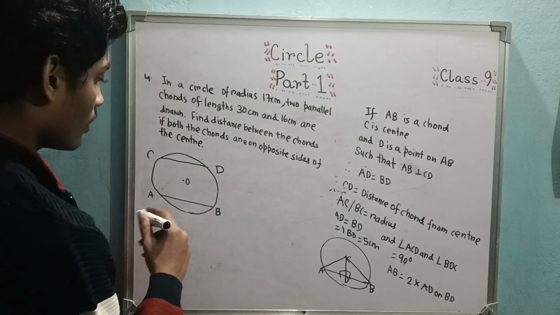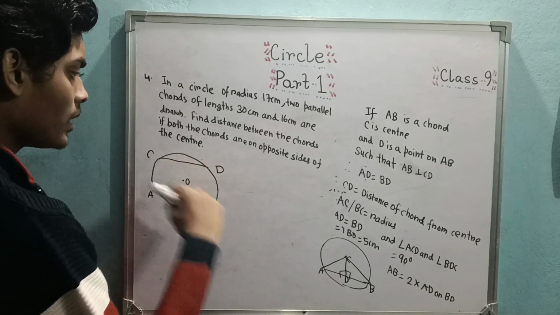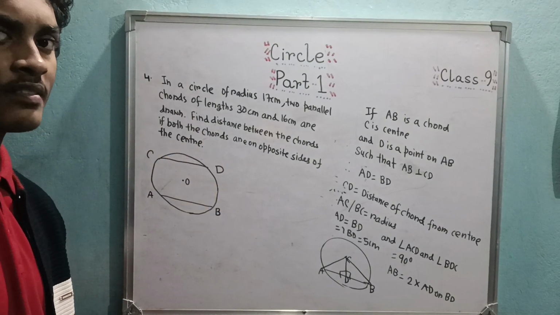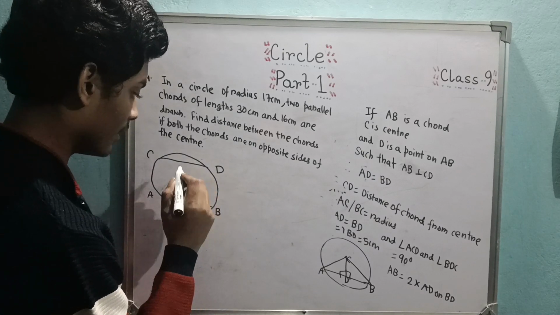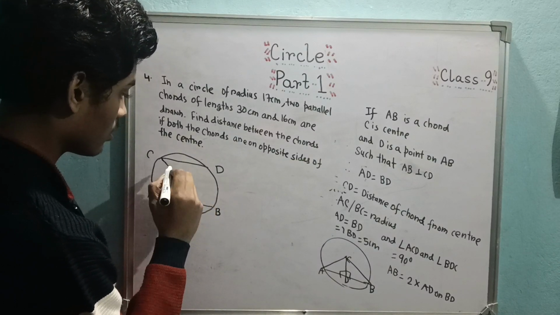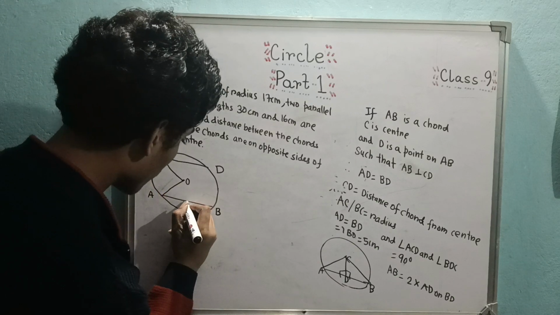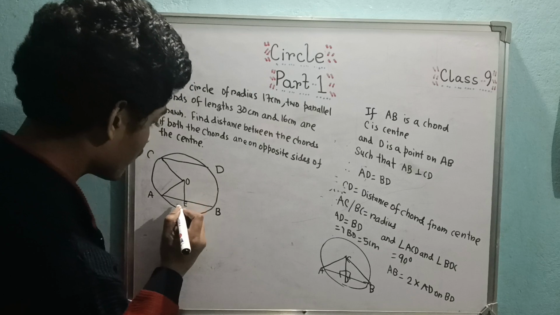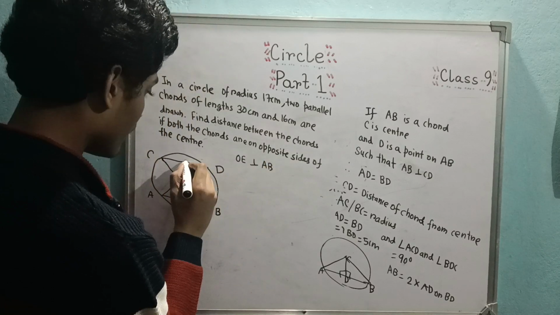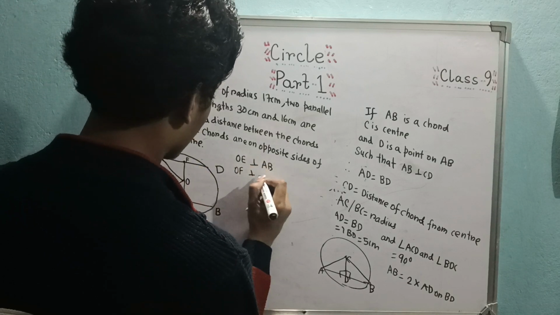Okay, and radius. From here what we can just see, OC and OA or OD and OB can be the radius of the circle, because from the center to any point of the circumference of the circle, it is the radius. So I am taking OC and OD. They are the radius of the circle. And what you can do is, take a point E here and join OE such that OE is perpendicular to AB, and take a point F here and join OF such that OF is perpendicular to CD.